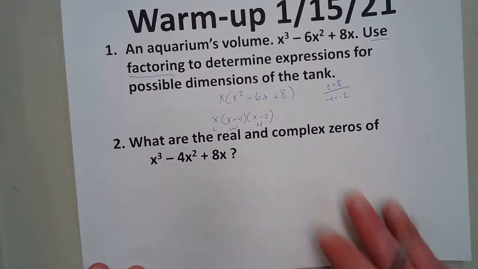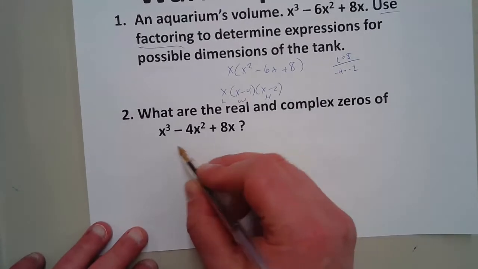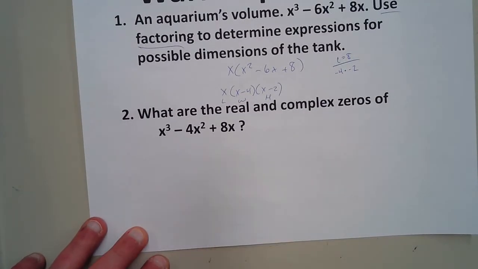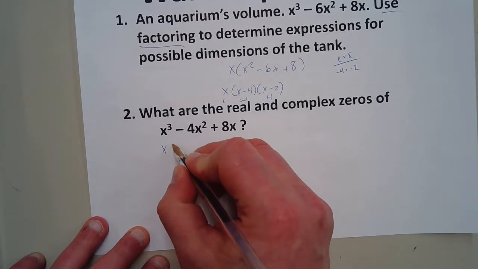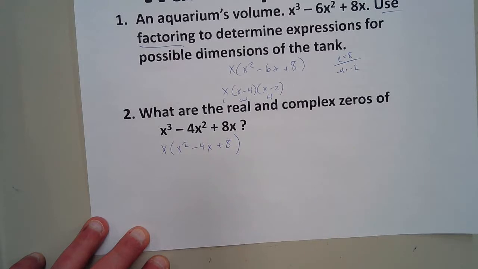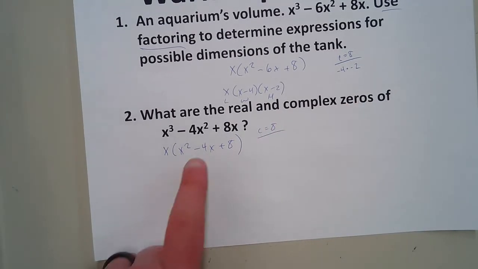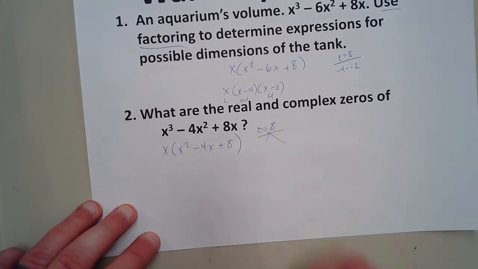Now this problem says, what are the real and complex zeros? Now we're solving. We want the solutions to this. Again, I start with the GCF if it has one. This one does. It's just like the last problem, you can pull an x out of it. When I do that, this time though, there are no factors of 8 that'll ever add to -4. So I cannot factor it.